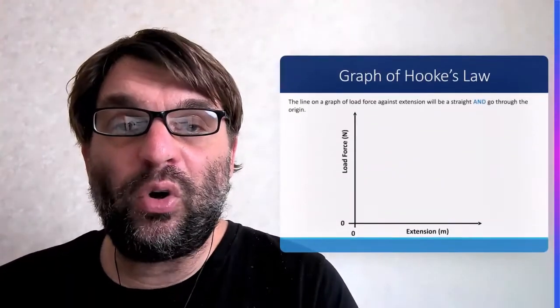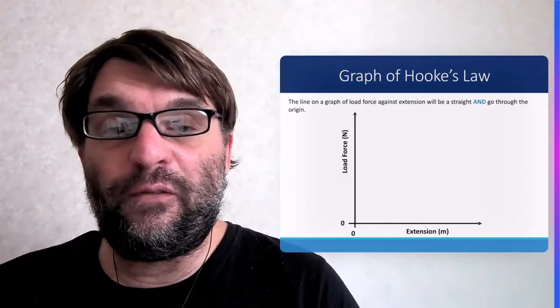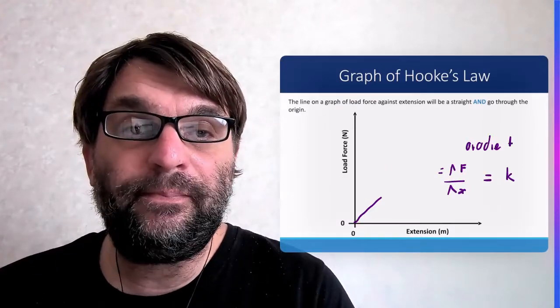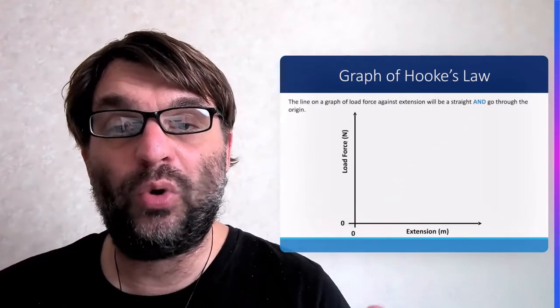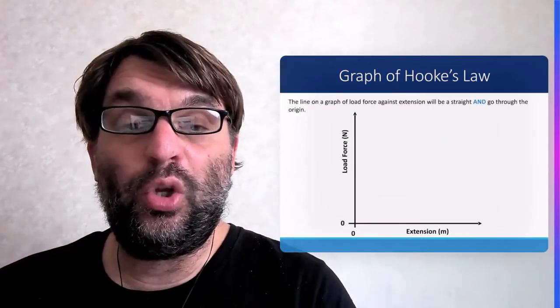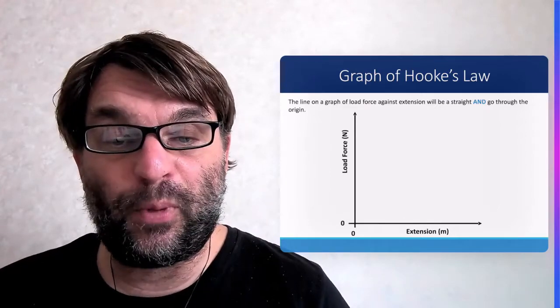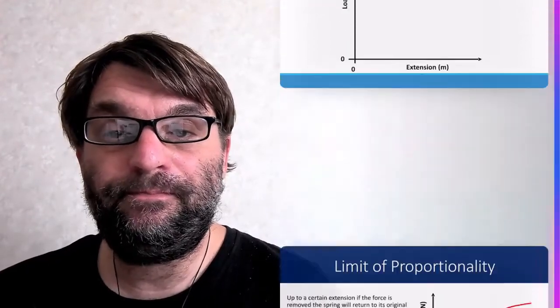Okay, so a graph of Hooke's law, essentially for the load force versus extension, should be a straight line, and it should go through the origin, because if you have no load, then you will not have any extension on your spring. That kind of makes sense.